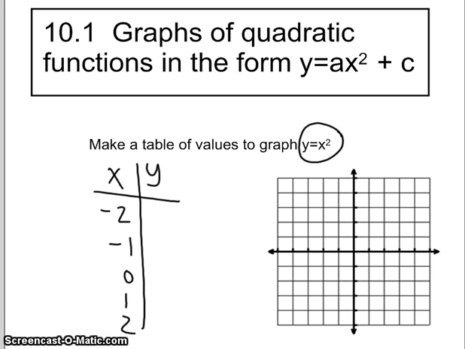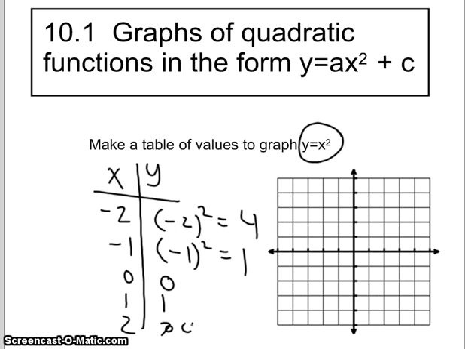Let's be careful, when we square a negative, we should get a positive. So -2 times itself is a positive 4. -1 times itself is a positive 1. 0 squared is 0. 1 squared is 1. And 2 squared is 4.